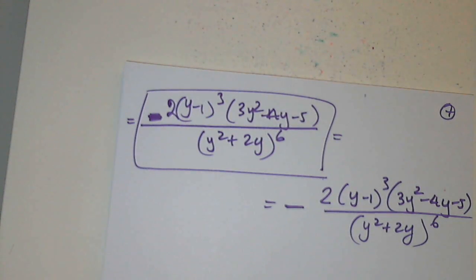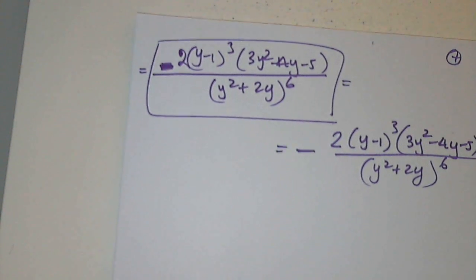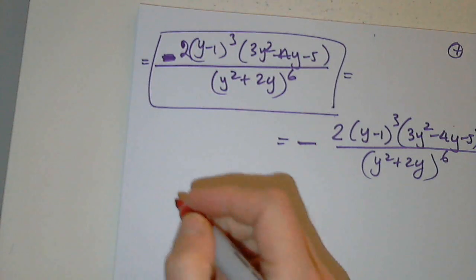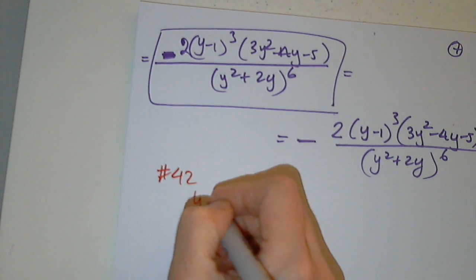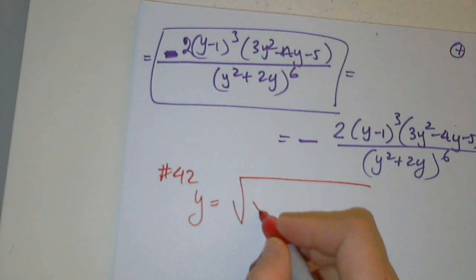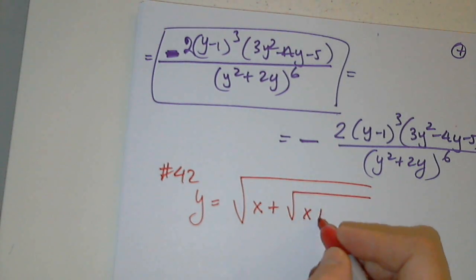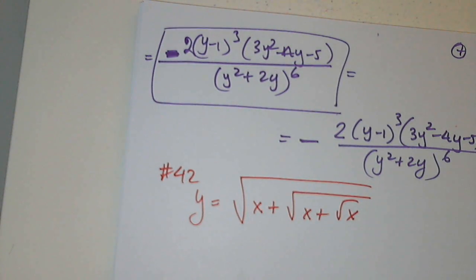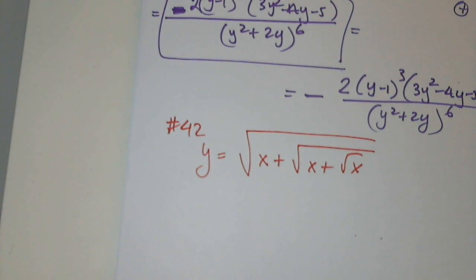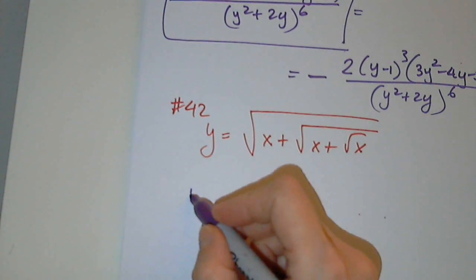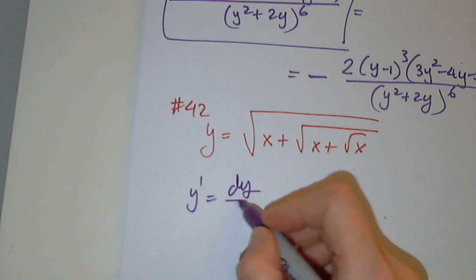That one that looks complicated is not really, but you have to be careful. So 42: y equals the square root of x plus the square root of x plus the square root of x. That's when that order that I suggested, from the outer to the innermost, will really help. So y prime or dy over dx.